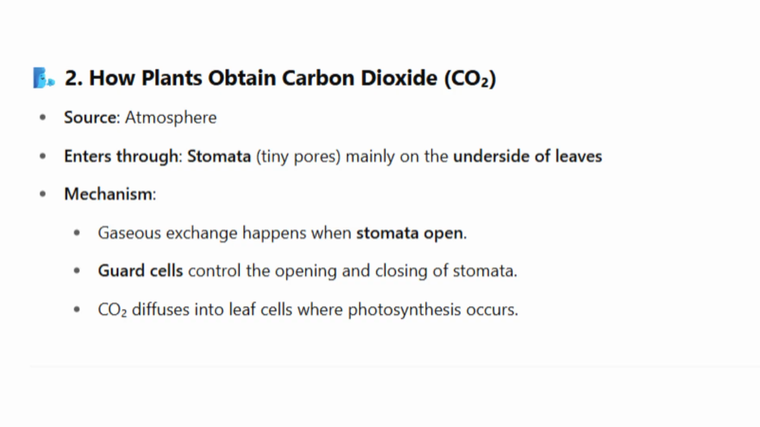Source: atmosphere. It enters through stomata, tiny pores, mainly on the underside of leaves. Mechanism: gaseous exchange happens when stomata open. Guard cells control the opening and closing of stomata. CO2 diffuses into leaf cells where photosynthesis occurs.